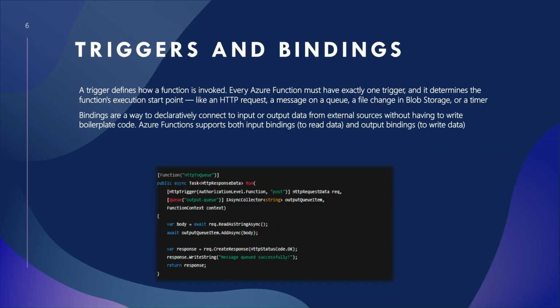Bindings are a way to declaratively connect to input or output data from external sources without having to write boilerplate code. Azure Functions support both input bindings to read data and output bindings to write data. You can see in the image, here we have an HTTP trigger based function which is writing data to a queue. We have an output binding as a queue. We'll now look more into triggers, the different kinds of triggers and their use cases.